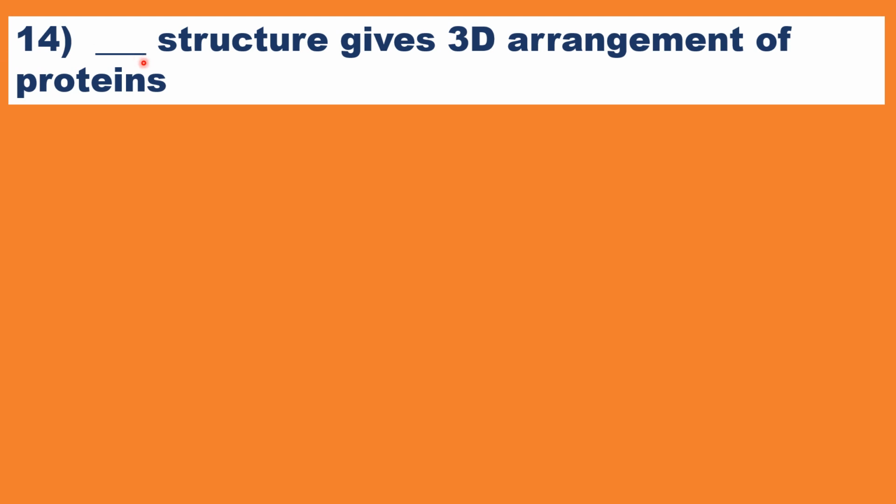14th question: Dash structure gives the three-dimensional arrangement of proteins. Tertiary structure gives the three-dimensional arrangement of proteins.